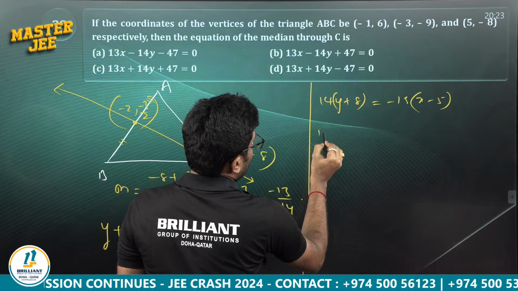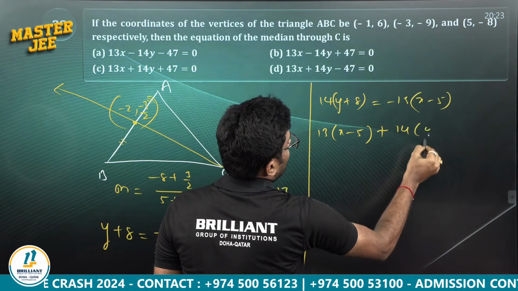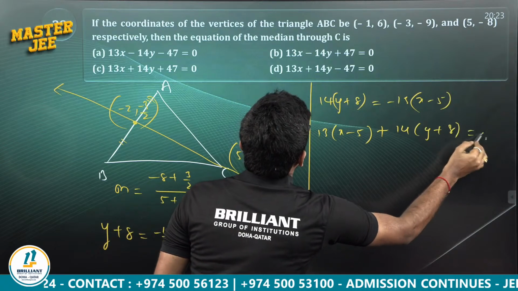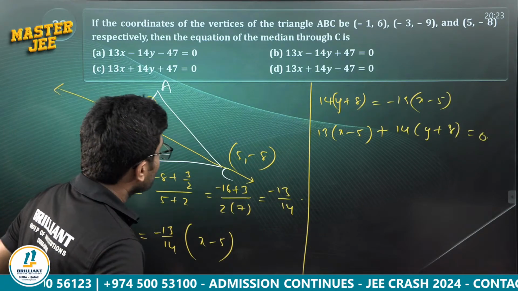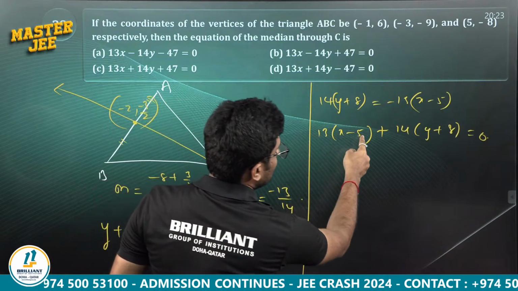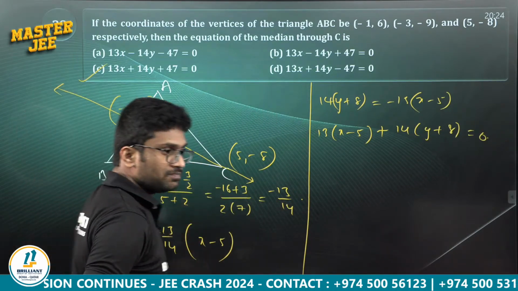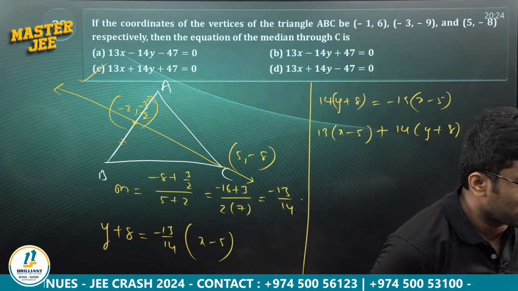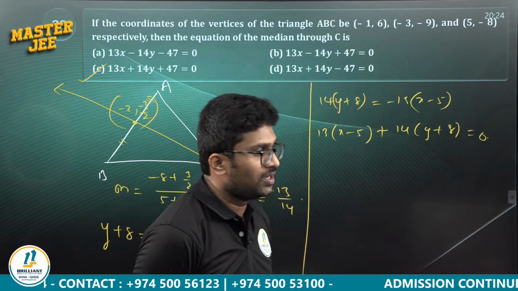Send everything to this side. 13 of (x minus 5) plus 14 of (y plus 8) is equal to 0. So my coefficients are 13x plus 14y, and 13 fives are 65, 14 eights are 112, so I have to get a positive constant. That means option C. Option C. Very good, very good. Very good, Ashmita. Very good, friends.